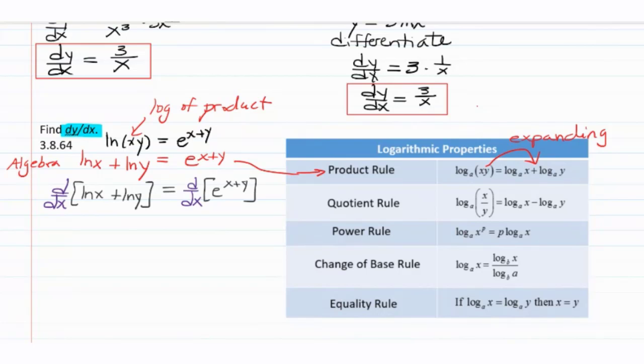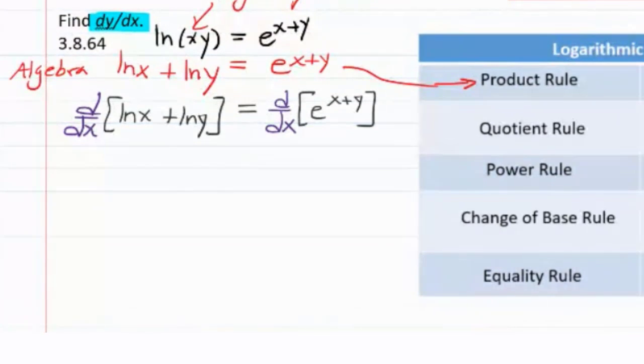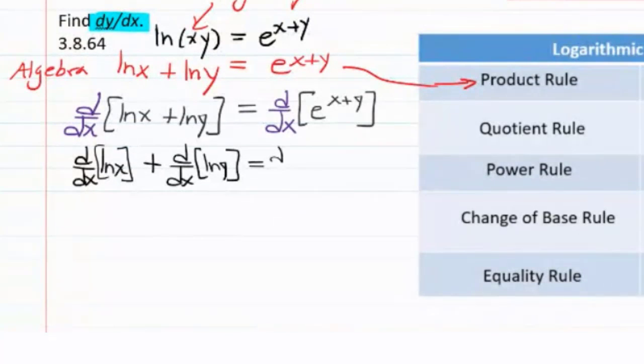In order to perform this differentiation, we are going to need to remember a couple of rules. We're going to need to remember the derivative of the natural log of x is 1 over x. And we're going to need to remember the derivative of e to the x is e to the x. And we're going to have to remember when it's appropriate to use the chain rule. Let's go for it. So we're going to take the derivative of each term. I'm going to write an extra step just to make it clear what I'm doing. So the derivative of the natural log of x plus the derivative of the natural log of y equals the derivative of e to the x plus y.